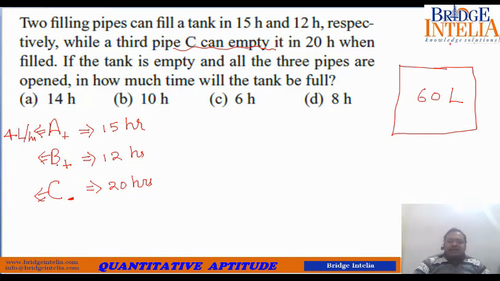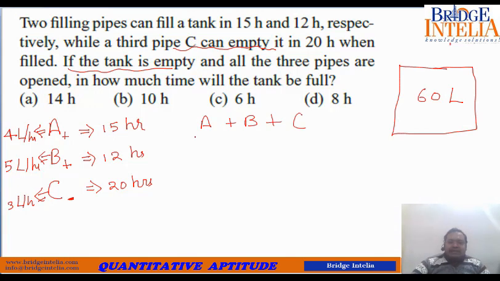Similarly, what is the rate of flow of pipe B? In 12 hours, it is carrying 60 liters. So what is its rate of flow? 60 by 12 comes out to be 5 liters per hour. Similarly, rate of flow of C is 3 liters per hour. But the problem is C is taking water outside. Now, if the tank is empty and all the three pipes are opened, what is the net effect?